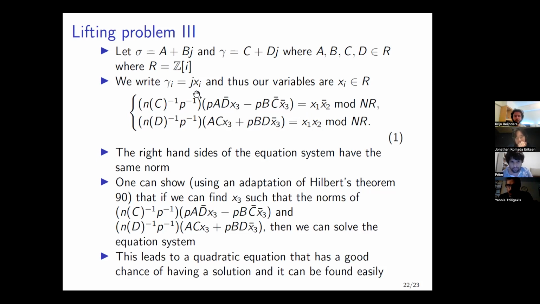And basically you can just set them to anything, set this to whatever A and B, unless A and B have the same norm. So basically you just want to find the x3 such that this and that have the same norm. And that is something you can easily handle, because the proof actually uses an adaptation of Hilbert's theorem 90, and it really comes down to the fact that if you have a norm 1 element, it can always be written as x over x conjugate.